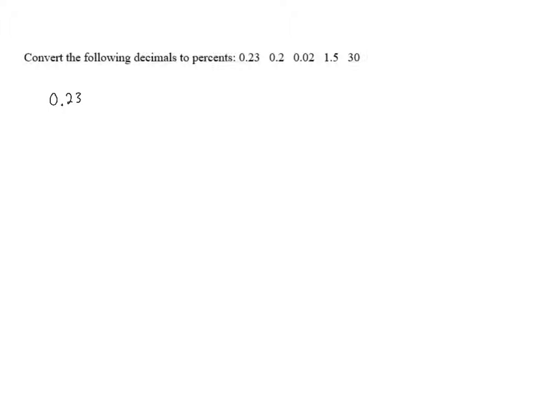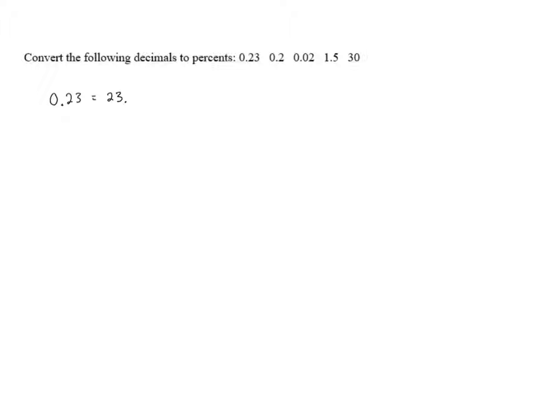Now, we just saw that to convert a percent to a decimal, we have to move the decimal point to the left 2 places. If we're going the other direction now, going from decimals to percents, we need to move the decimal point to the right 2 places. So with 0.23, if the decimal point starts to the left of the 2, and it needs to move 2 places to the right, it's going to go after the 3.